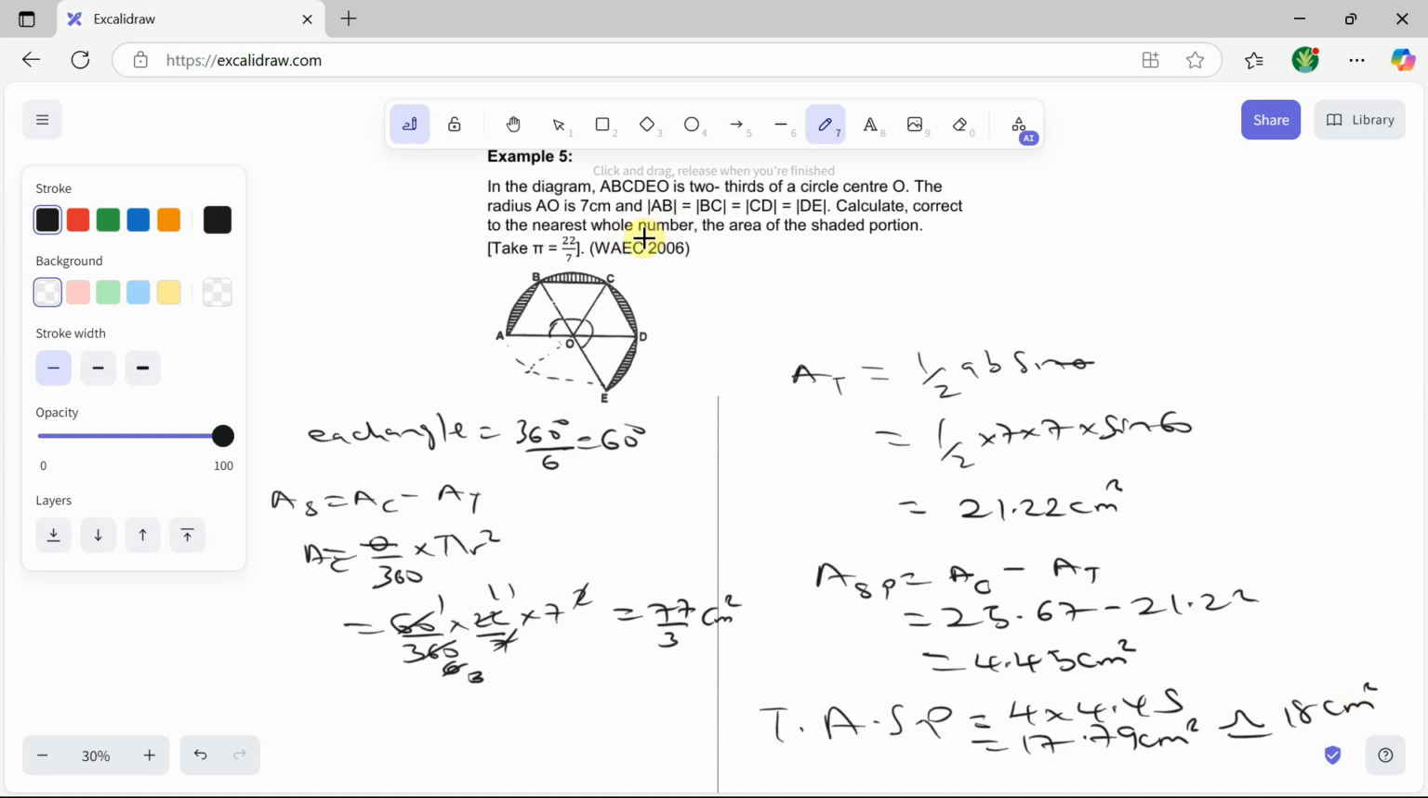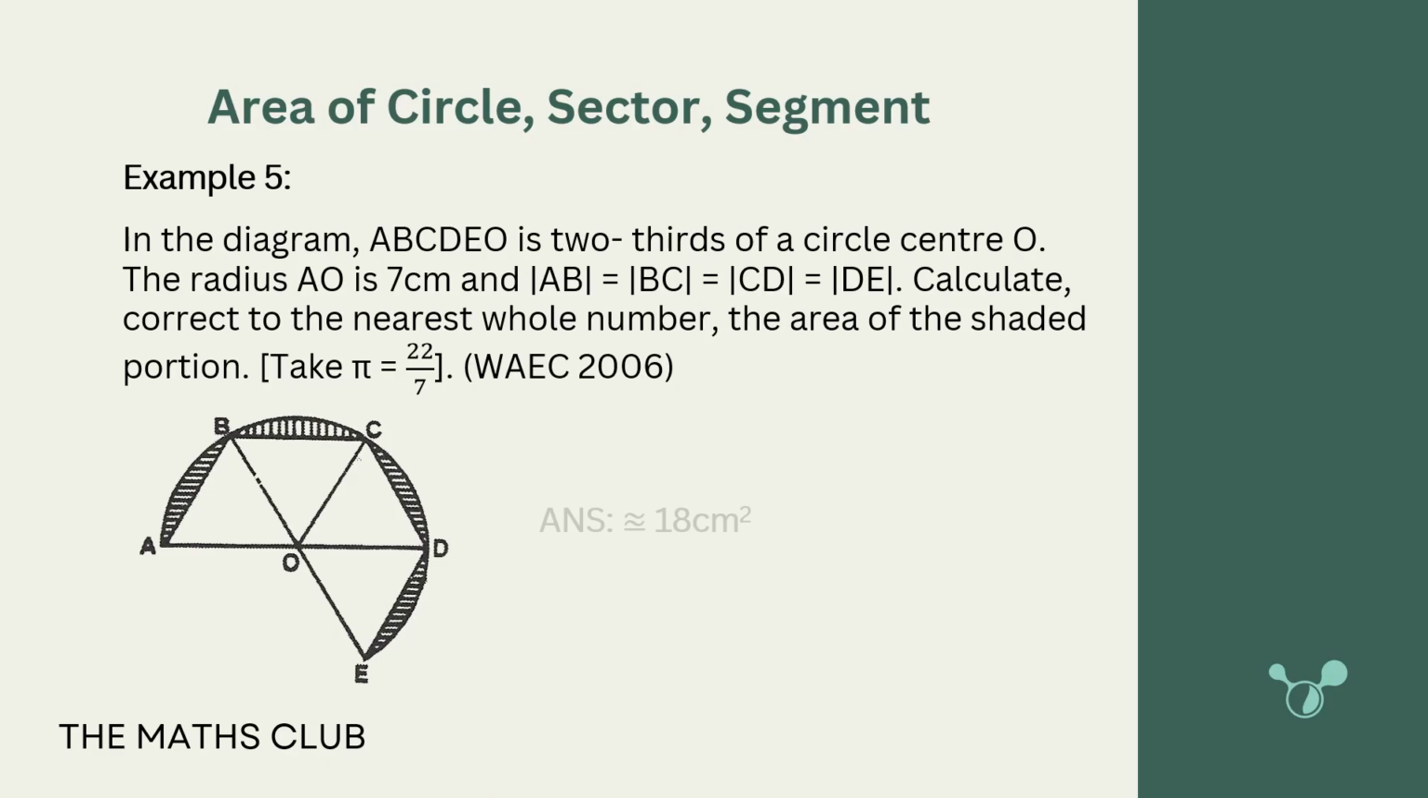Let's see if our answer is correct. Great. I hope you understood what really happened there. If you look at this, you will know that all of these are equal. And if you even draw the full circle, you see that it's divided into 6 equal parts. So just find the area of one and multiply by the amount that you have, and you'll be good.